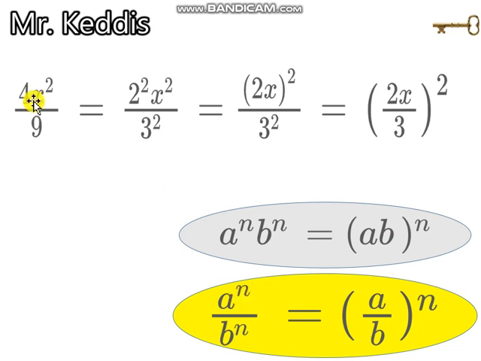You have 4x squared. I can write 4 as 2 squared. According to these rules, I can write this as a times b raised to the power of n, which means 2x quantity squared. And 9 is 3 squared. According to these rules, a to the power of n divided by b to the power of n, I can write this as 2x over 3 quantity squared.